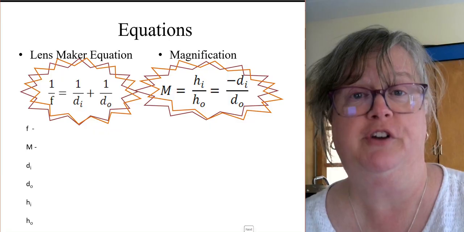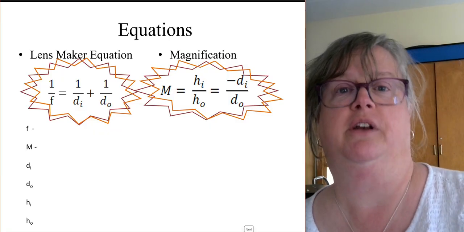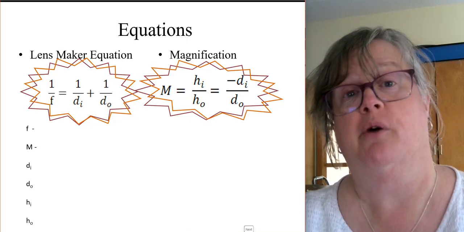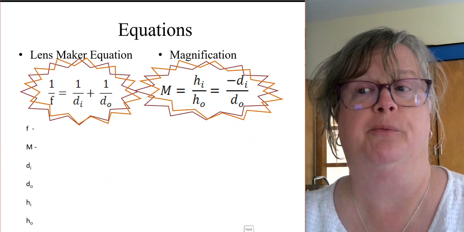1 over di plus 1 over do, and the magnification equation, that the magnification is equal to hi over ho, which is equal to negative di over do.